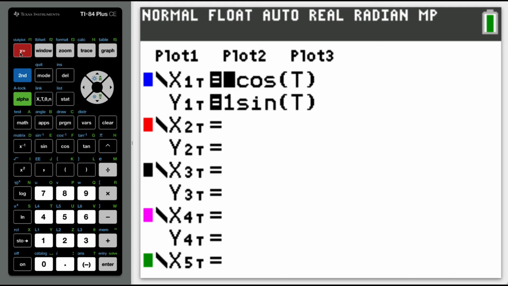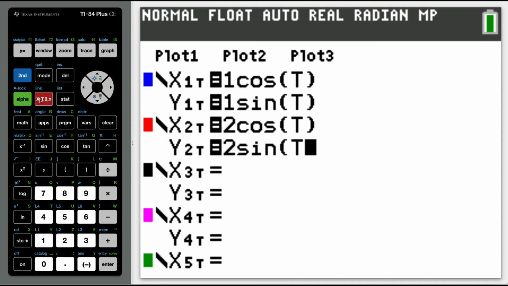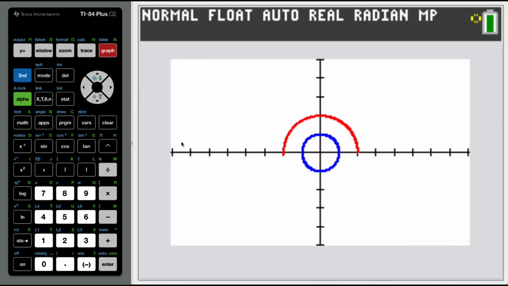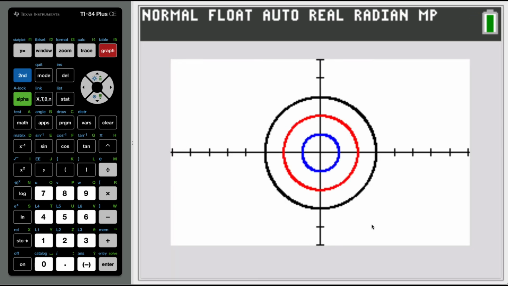Now if I go back to my y equals, and in my x2 and y2, I'm going to do 2 cosine of t and 2 sine of t. And then I'm going to go to x3 and y3 right away as well and do 3 cosine of t and 3 sine of t, and I'm going to graph those ones out. So there's my second graph and there's my third graph.